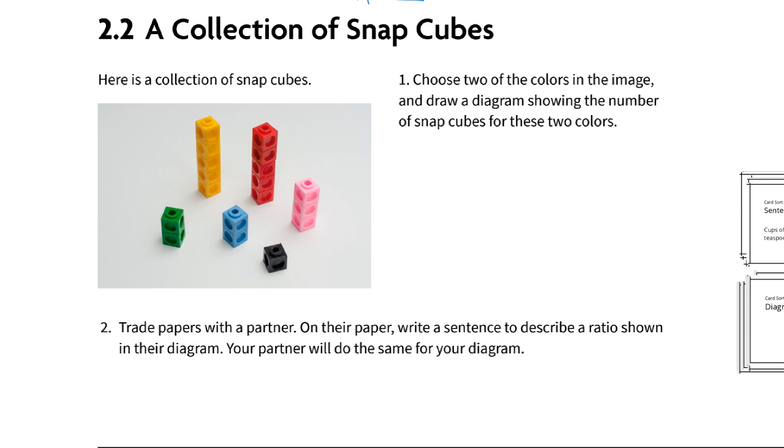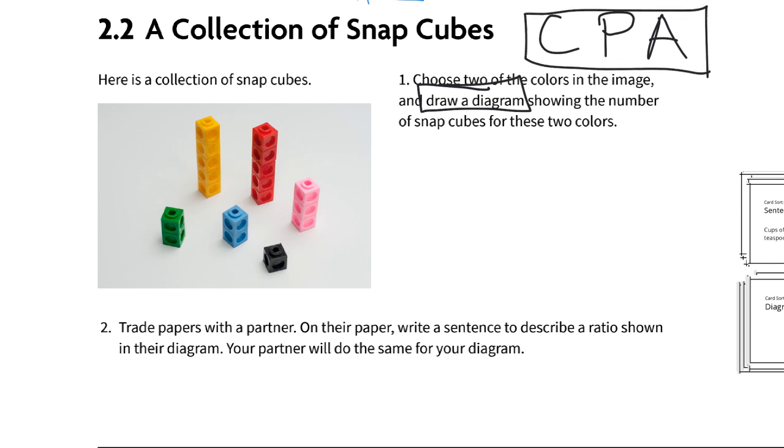Anyway, over here on the directions, it says choose 2 of the colors in the image and draw a diagram showing the number of snap cubes for these 2 colors. So the idea, parents and teachers, is we're taking the concrete and guiding students towards the idea of drawing it. We're taking the concrete and moving to the picture form, and eventually we're going to move to the abstract form. CPA is a classic instructional approach, and this curriculum is doing that, starting with the concrete, moving to the pictures, and then wrapping it up with the abstract.